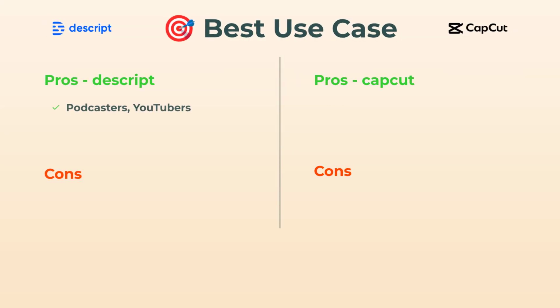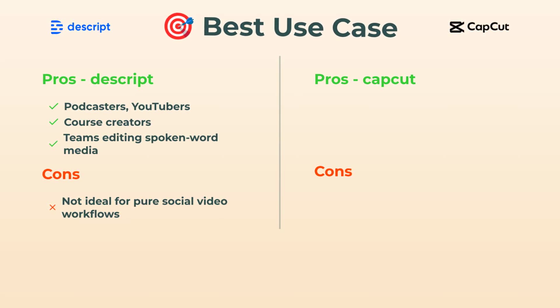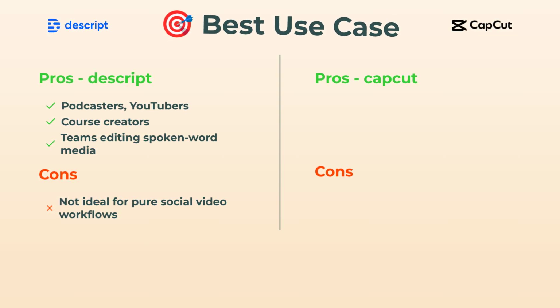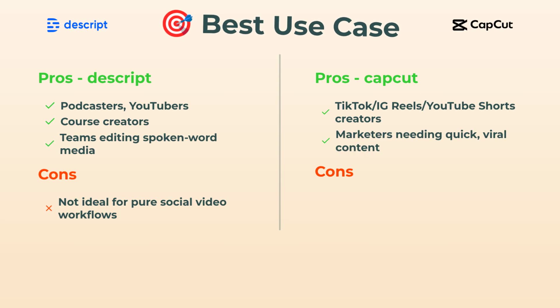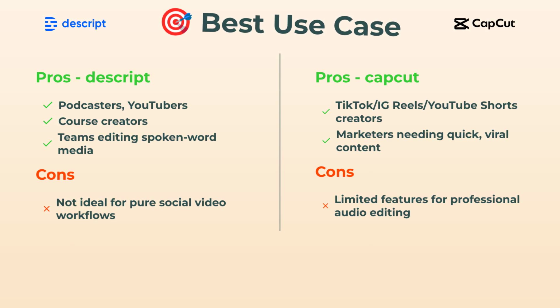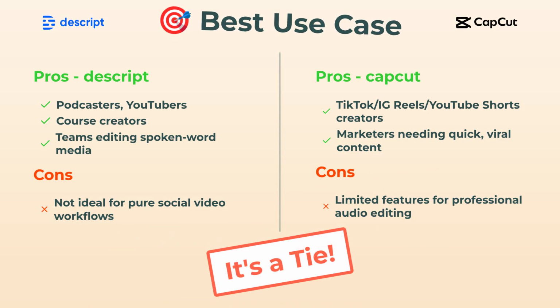Now, let's dive into best use case. Descript is just built for podcasters, YouTubers, course creators, anyone editing spoken word stuff. Teams working on interviews or scripts, you'll love it. But if you're a shorts or reels person, not so much. CapCut, that's for all you TikTok, IG Reel, and viral video fanatics. Marketers, micro teams, brand folks cranking out daily content. It's so fast and fun. Still, if you need pro audio detail, it's kind of limited. But overall, each rocks their niche. So this round's another tie.